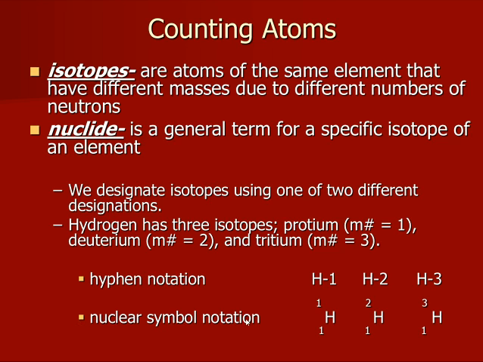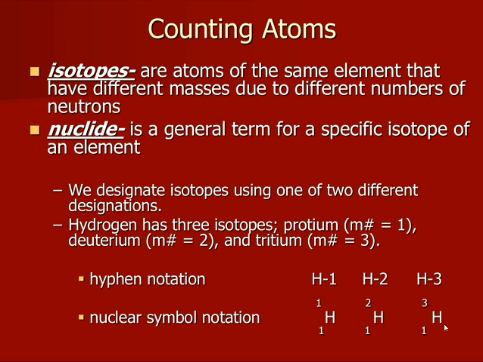For the nuclear symbol notation, again, we have the atomic symbol for hydrogen, and we have both the atomic number and the mass number represented here. As we move over to deuterium, we see that the atomic number is still 1 because that's the number of protons, and it shouldn't change because we're still talking about hydrogen. But the mass number changes because we have an extra neutron in this version of hydrogen, and so the mass number goes up to 2.